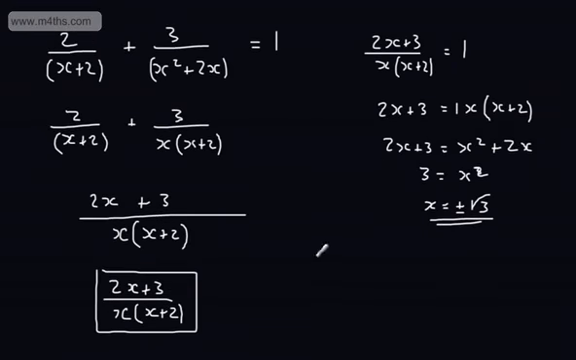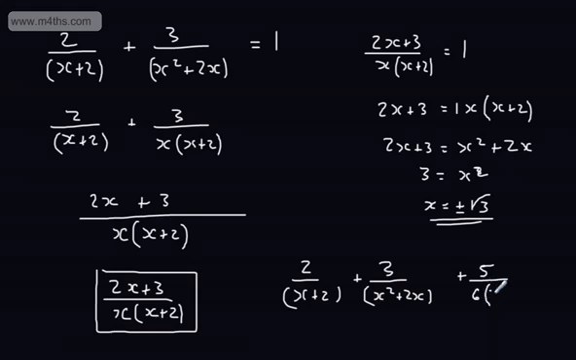Okay, let's see again why cross multiplying is not a good idea in this case. If you're still not convinced, let's go ahead and take 2 over x plus 2. Then we've got plus 3 over the quantity x squared plus 2x. Now let's introduce another fraction. Let's say we got plus 5 over 6, and then we got the quantity x plus 2 all squared.